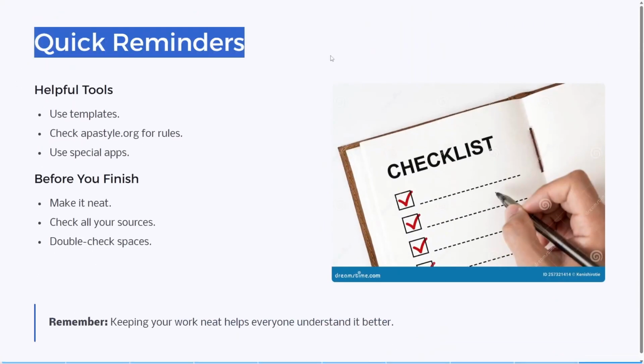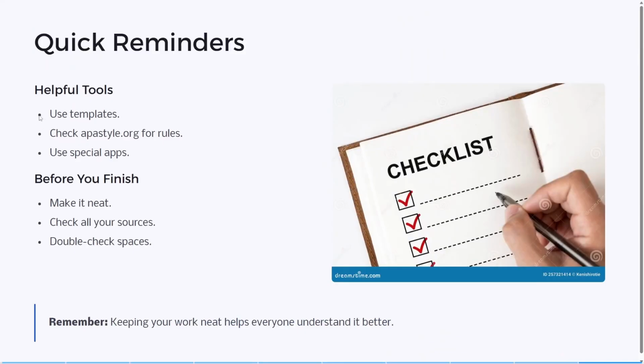Any quick reminders, guys. Helpful tools: use templates. Check apastyle.org for rules and use special apps. So before you finish, make it neat. Check all of your sources and double check spaces. That website right here is very good. I highly recommend that you go on it and check for the rules.